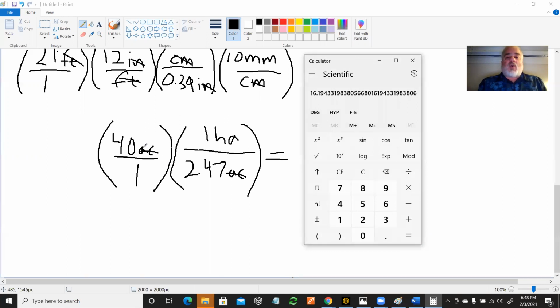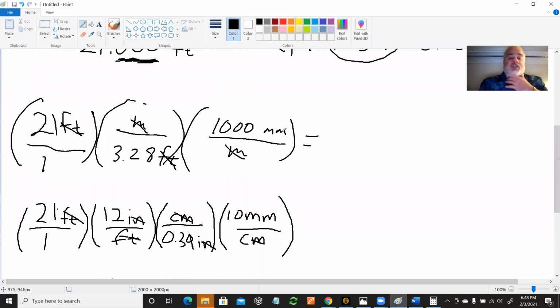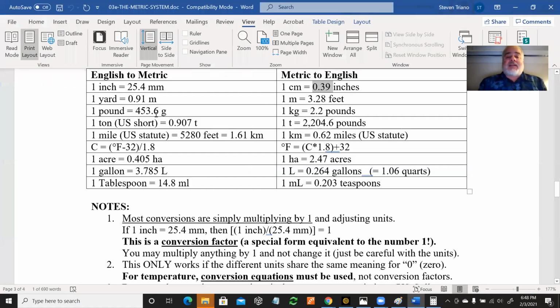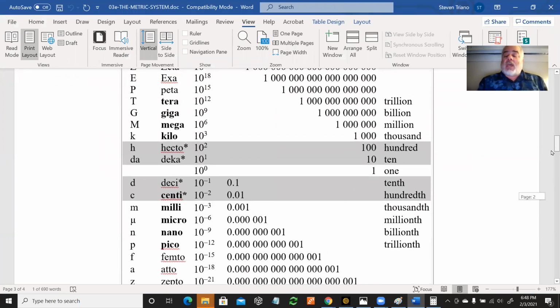But those are conversion equations. The only thing I want to point out here is that I had some that just may have come out of thin air. 10 millimeters equals 1 centimeter. Where did that come from? And I also had 1,000 millimeters equals 1 meter. Where did that come from? That didn't come from my table. That came from here, and maybe from your own personal experience.